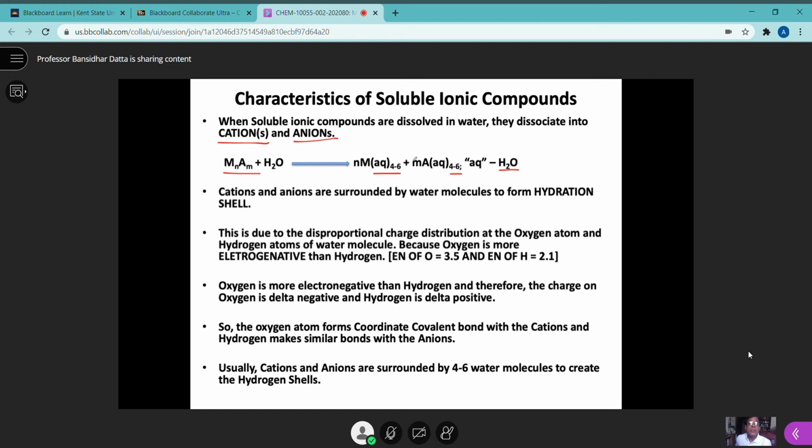So once the metal ion is surrounded by the water molecule, and anions are also surrounded by the water molecules, they cannot add together anymore, because the water molecule will neutralize the charge of the cations and the anions. How do they do that?